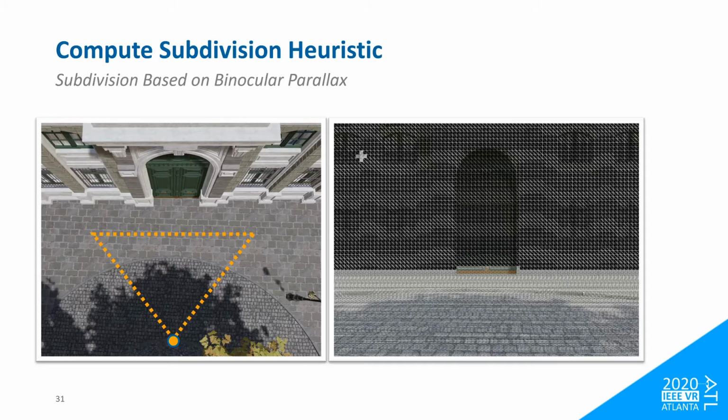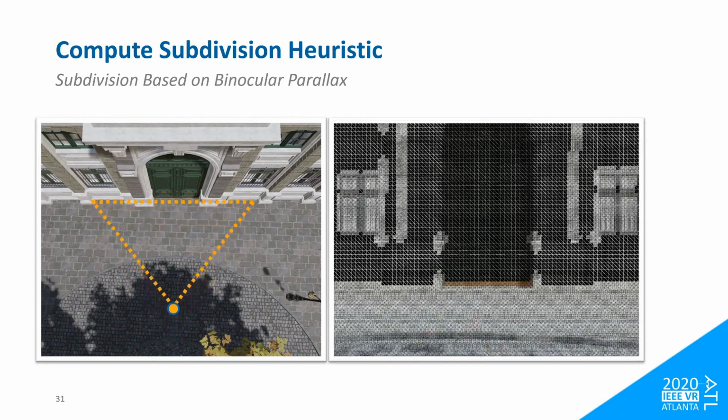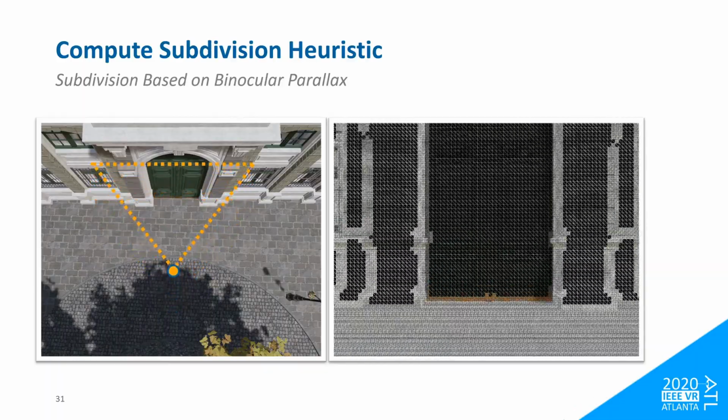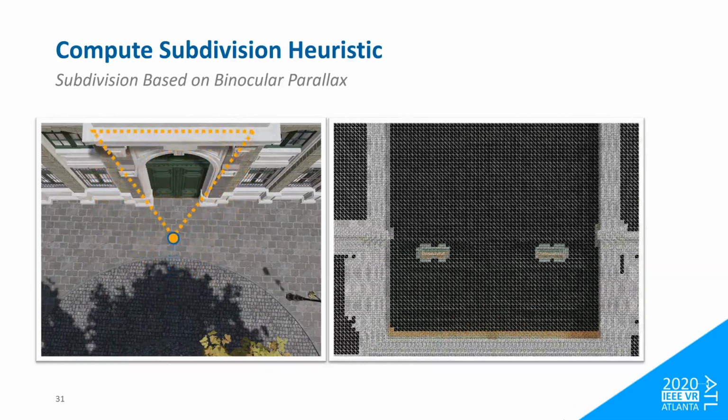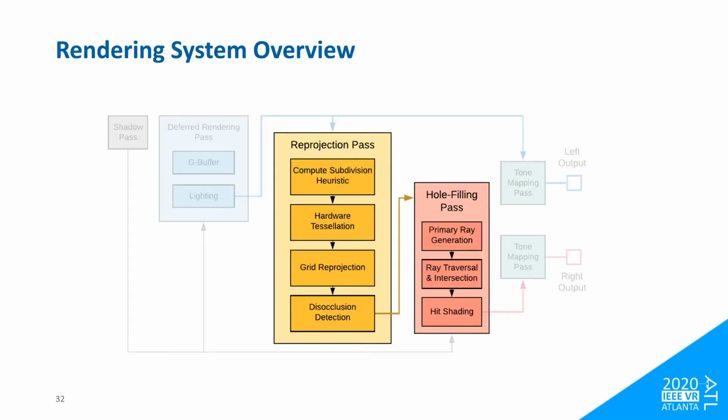On the left, we see a visualization of the user's position as he moves through the scene. The user's viewport is shown on the right with a wireframe rendering of the adaptively subdivided warping grid. We can observe that grid cells which were previously not subdivided, for example the area around the door frame, become subdivided as the user moves closer, increasing the binocular parallax difference.